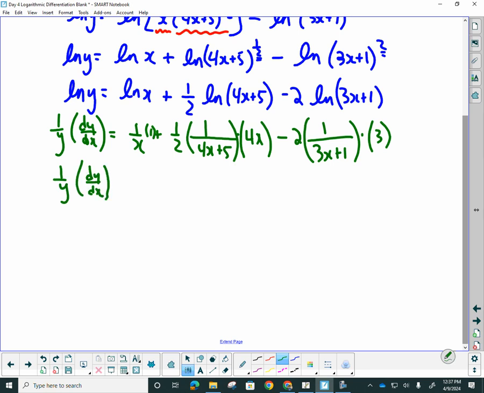I'll leave the 1 over y there for now. So this is just 1 over x. Here I have 4x, which is being multiplied, so it's on the top. But it's also going to be divided by a 2, so that can reduce to a 2. So that 2 would be on the top. So this is plus 2 over 4x plus 5. Then minus, I see a 2 over 1 times a 3 over 1. That means a 6, and that 6 is on the top, over 3x plus 1 on the bottom.